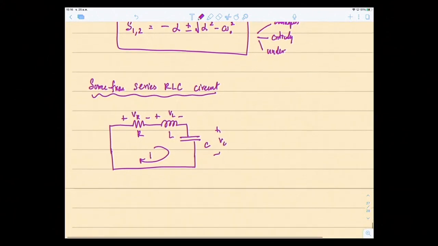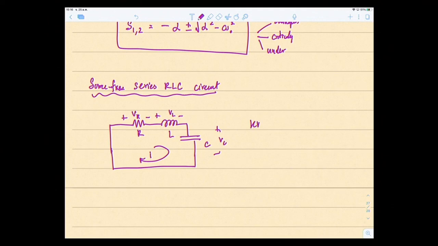So it's a mesh, right? We write KVL of this mesh. So VR plus VL plus VC equal to 0. We want to find the current I, so we express this in terms of the current I. Therefore VR is R times I, VL is L di/dt, because I goes through all three elements, plus 1 over C integral of I from minus infinity to t, equal to 0.